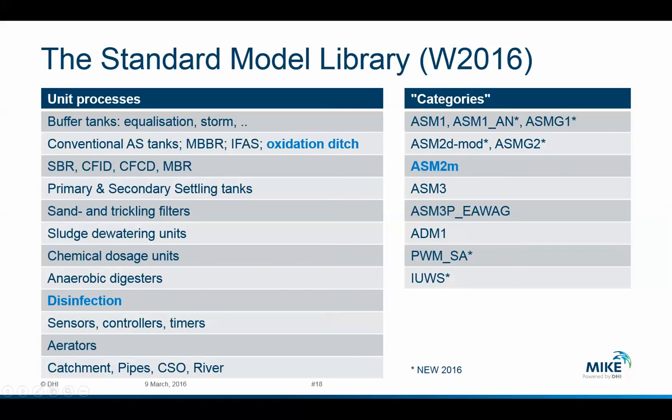And that besides the official activated sludge model series 1, 2, 3, and the ADM1, the anaerobic digestion model number 1, we also support a number of our own variants of these models. AN here stands for ANAMOX processes, G1 and G2 for greenhouse gas emissions, PWMSA is a plant-wide model developed in South Africa by our development center in South Africa.